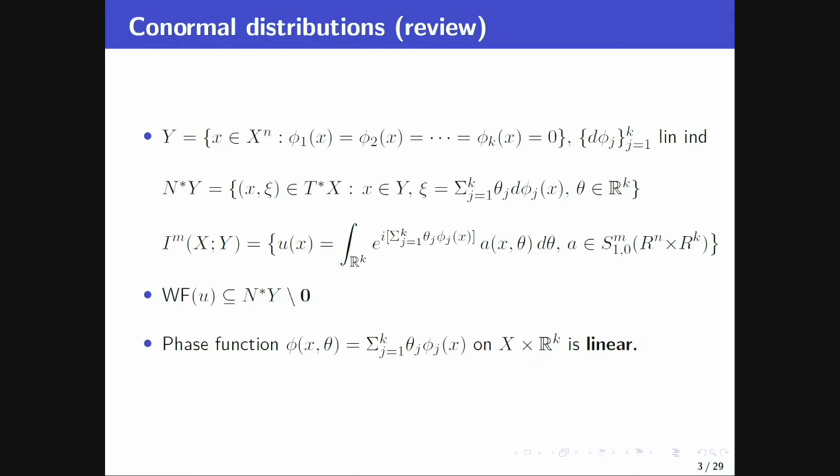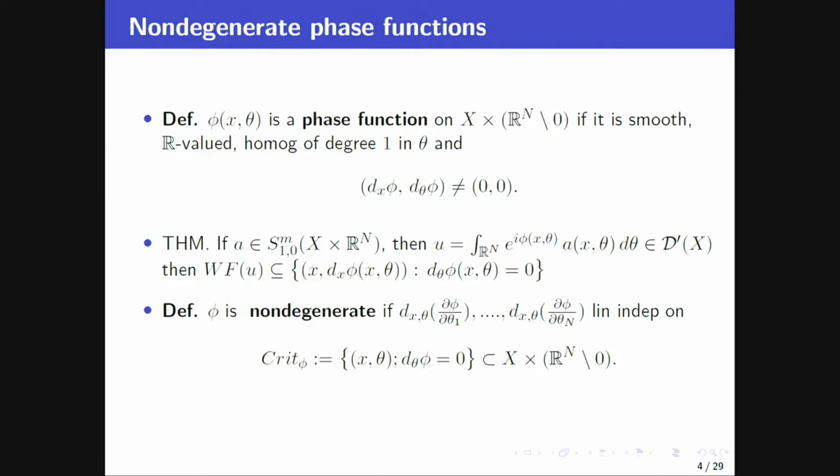And now if you look at the phase function, whenever we have an exponential, we have a phase function here. This is a special phase function. This is a linear phase function in θ. Let's try to generalize this. So let's look at other phase functions. So first of all, what is a phase function? What do we call a phase function? So we have a smooth function φ(x, θ), x from the manifold X of dimension n, θ from R^n, which is real. It is homogeneous of degree 1 in θ, and the gradient is different than 0. So if φ satisfies this, then φ is a phase function.